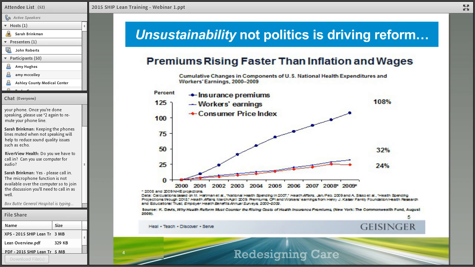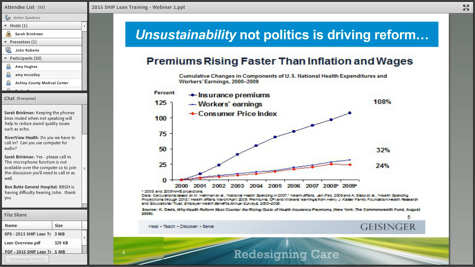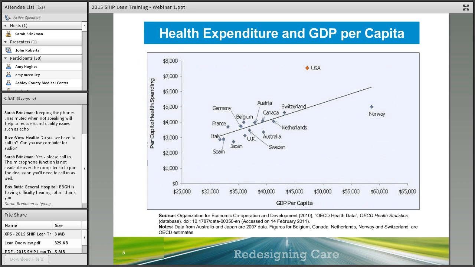The primary reason, and people on both sides of the aisle recognize this, is that we have a healthcare system that is basically unsustainable as we move forward. So it's not politics that's really driving the reform of our healthcare system. It's really the fact that we cannot sustain what we have into the future. And we'll talk a little more about that in some future slides here.